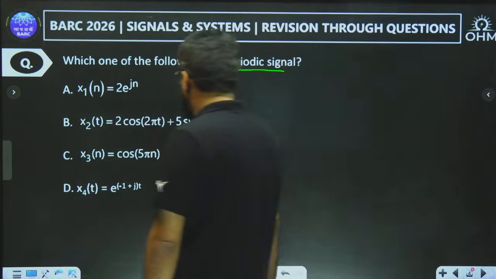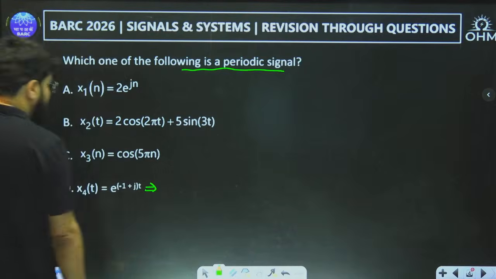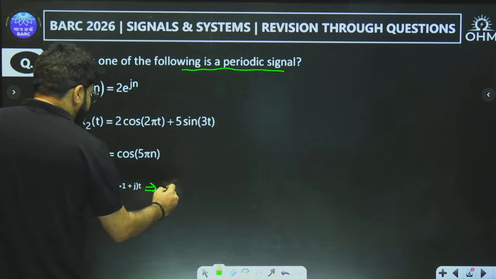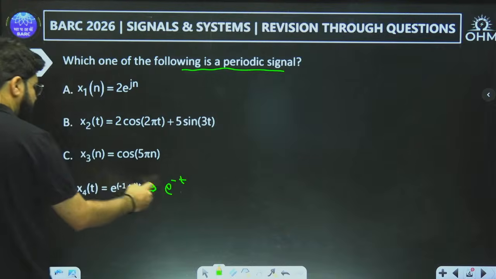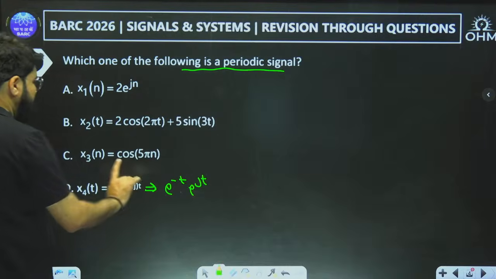Now, look into this one. I'll start with a continuous domain question, and it is MCQ, only one option correct. I'll explain all the options. If you break this, e power minus e power jt, e power minus t, e power plus jt.